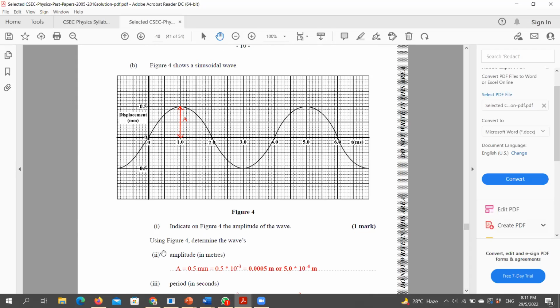All right, this question now requires us to find the amplitude of the wave first. Amplitude is the maximum displacement from the rest position. So we have indicated the amplitude here between the horizontal axis and where the maximum part of the wave goes on the vertical axis, because that is where the displacement is shown. So we have 0.5 millimeters here, but we have to convert that to meters. So we divide by 1,000 and we get 5 times 10 to the minus 4 meters.